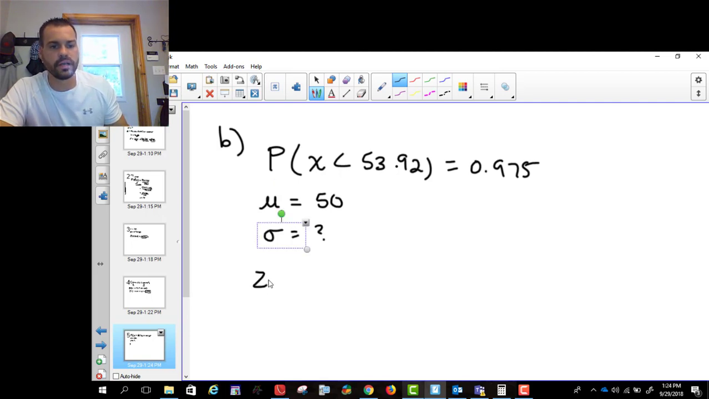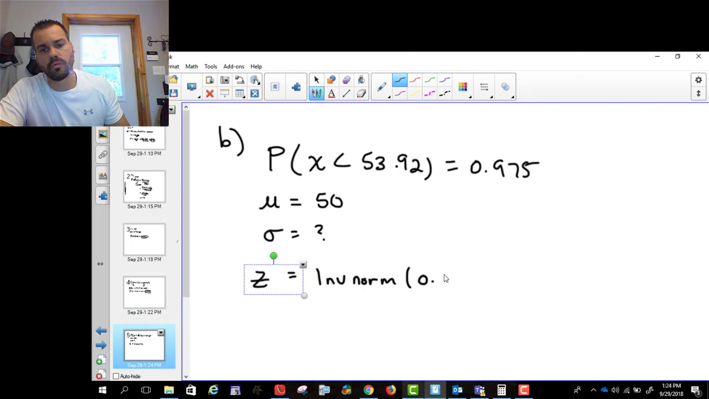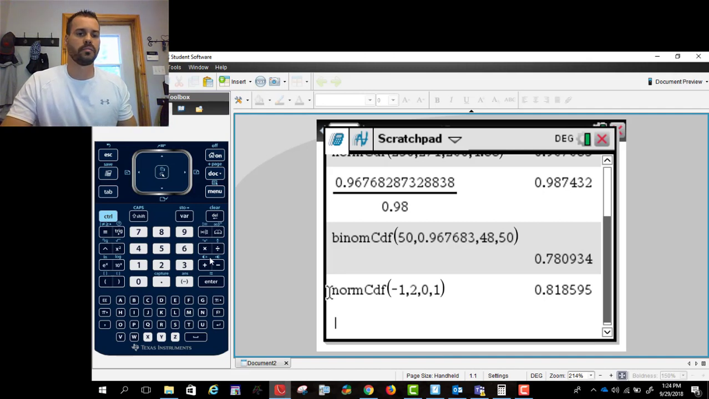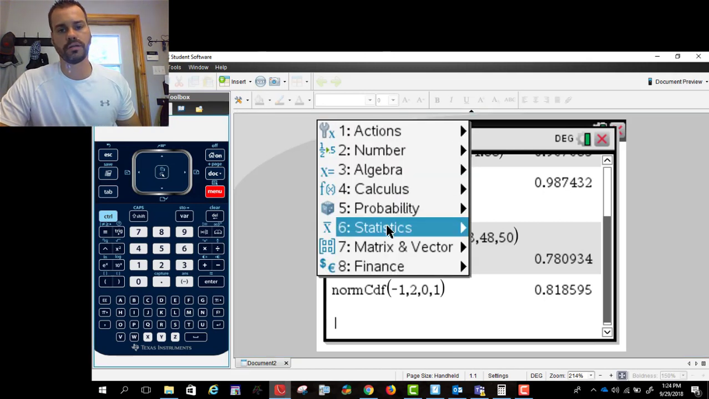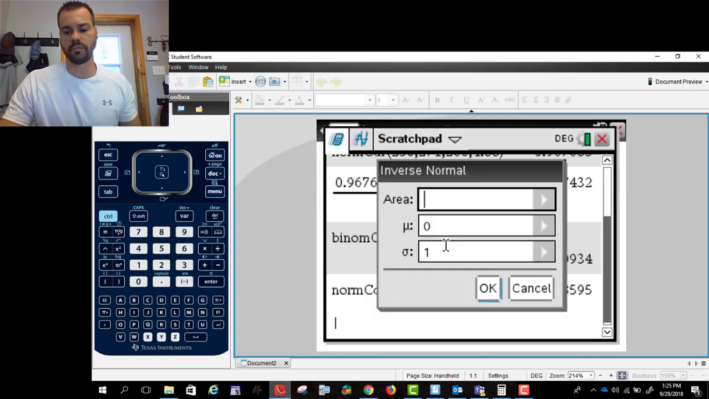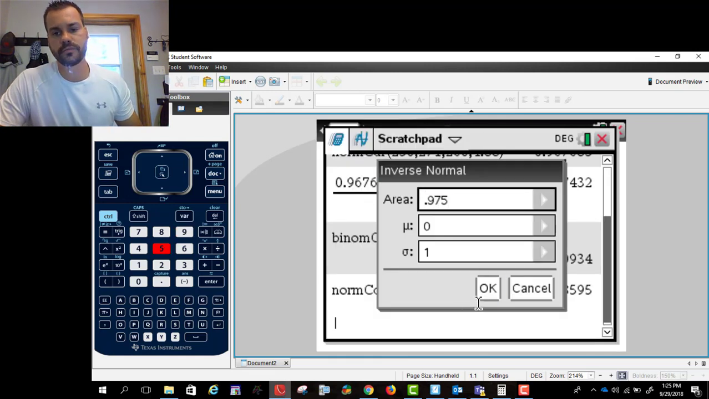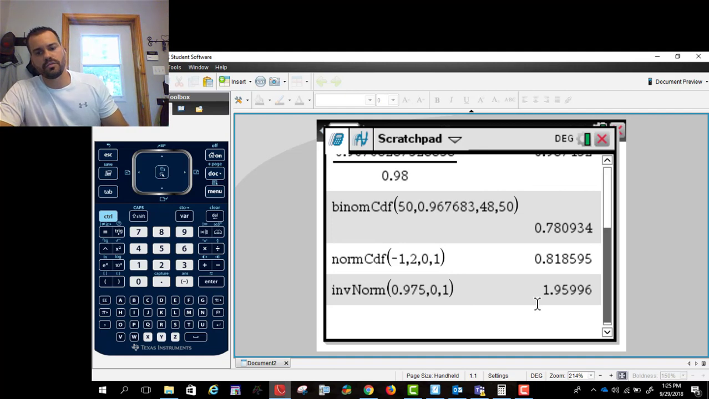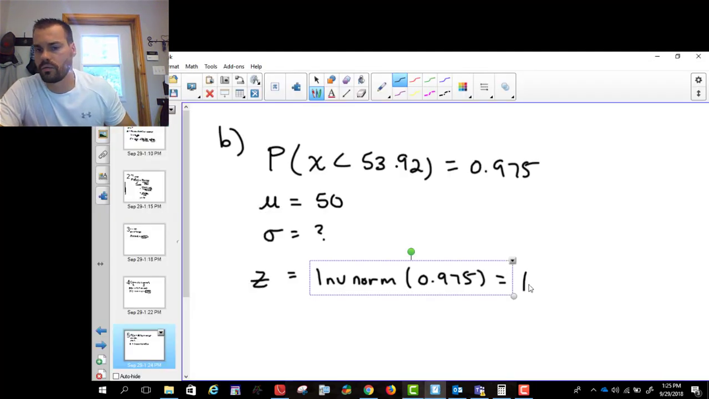So I'm going to find my z value from the probability. I'm going to do an inverse normal of 0.975. That's going to give me my z value. I'm going to go to my calculator, go to menu, statistics, distributions, and inverse normal, and I'm going to put the area as 0.975. And it's 1.95996.